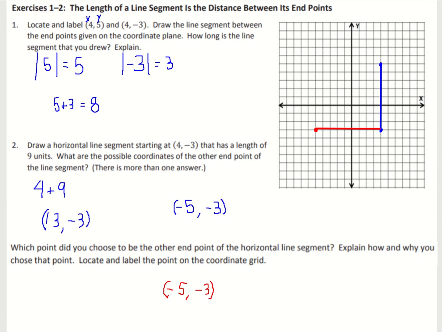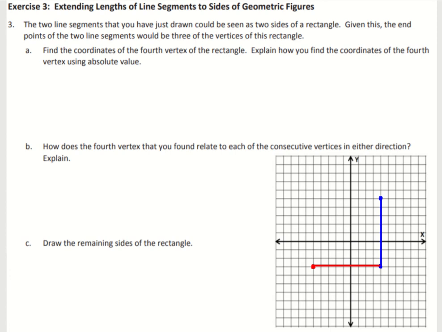Now what we can do is start to look at exercise 3, which is going to introduce us a little bit of new stuff. Exercise 3 talks about extending lengths of line segments to sides of geometric figures. Now, what exactly does that mean? We'll get into that as we go through exercise 3. It says, hey, those 2 line segments that we already drew, I have them copied right down here for the purposes of me, but yours should still be on the same page, so you don't need to worry about that.